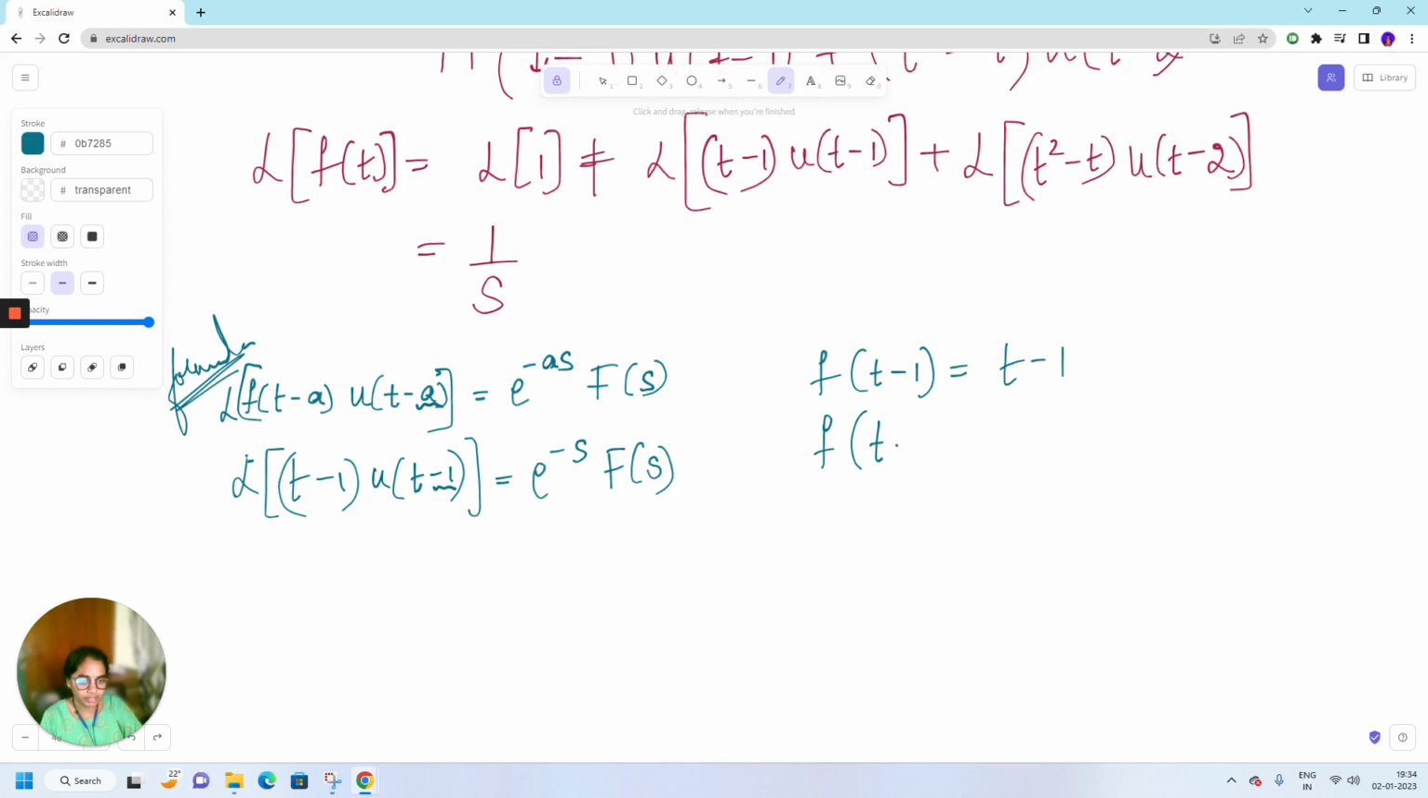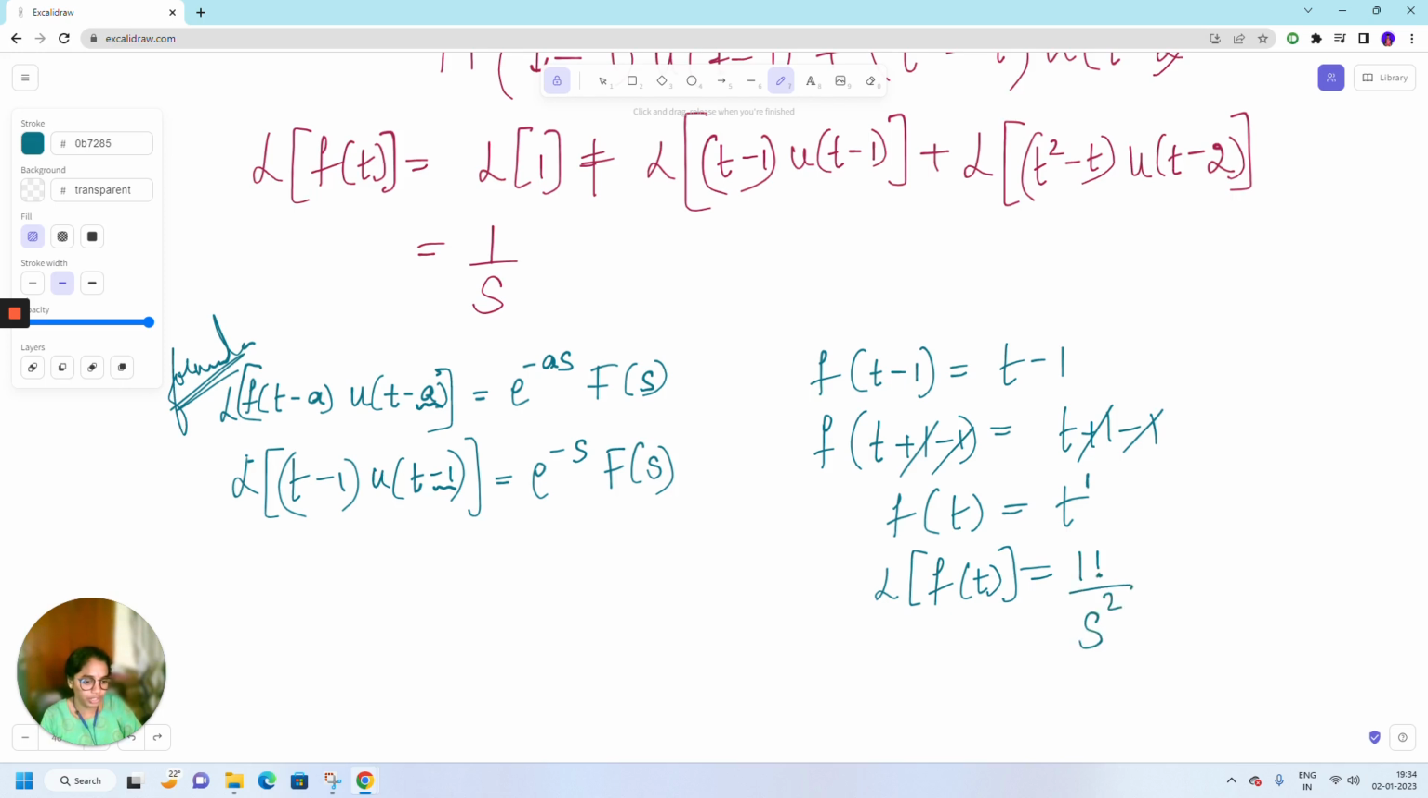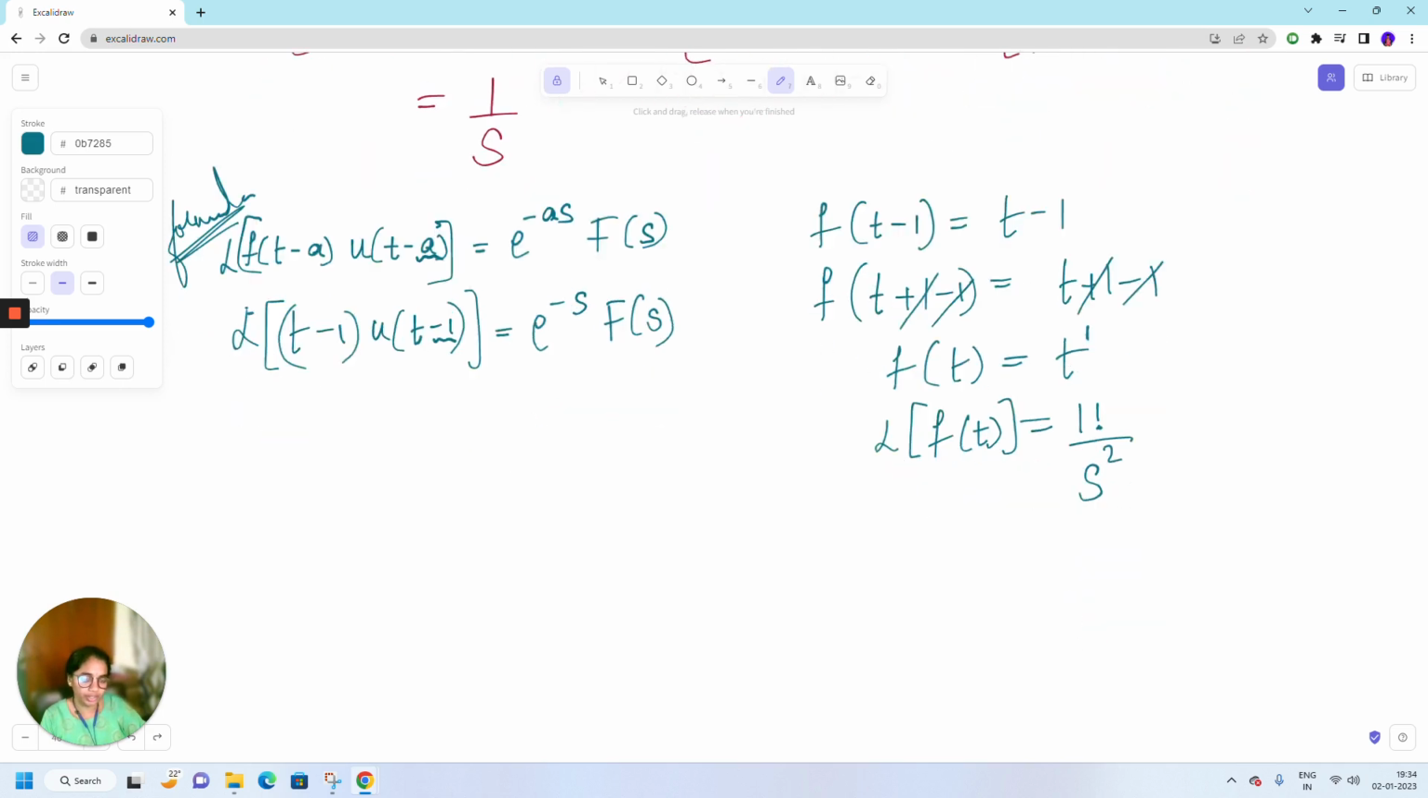So I'll replace t with t plus 1 minus 1, which is t plus 1 minus 1. Plus 1 minus 1 gets cancelled on both the sides. So I would get f of t is equal to t. Now, what is Laplace of f of t? What is the formula? n factorial, that is 1 factorial divided by s to the power 1 plus 1, that is s square. This is our f of s.